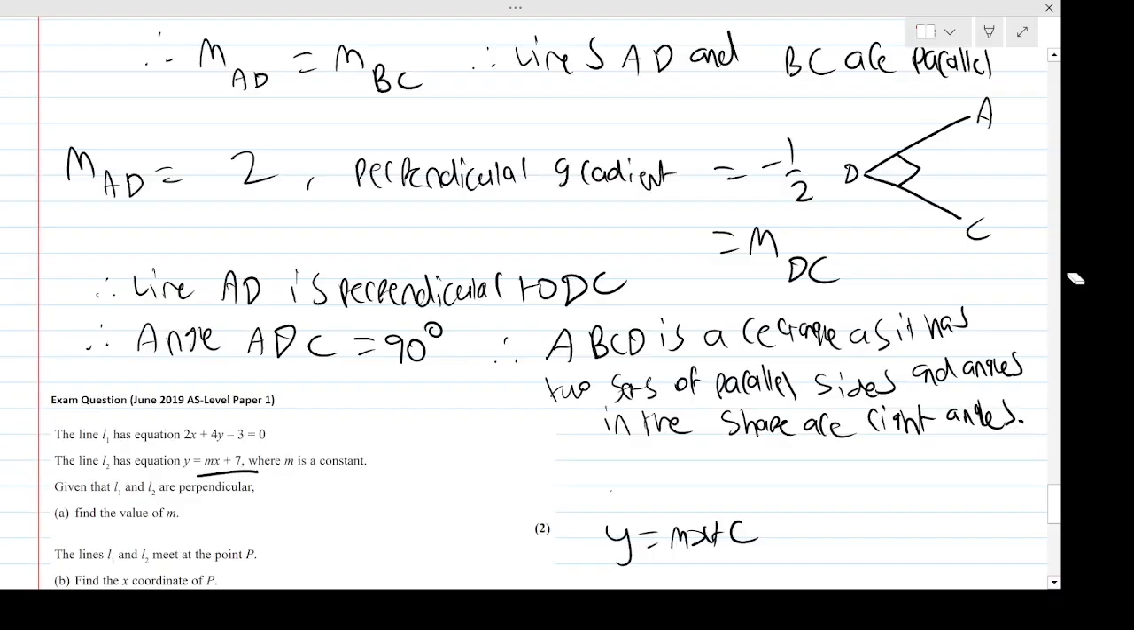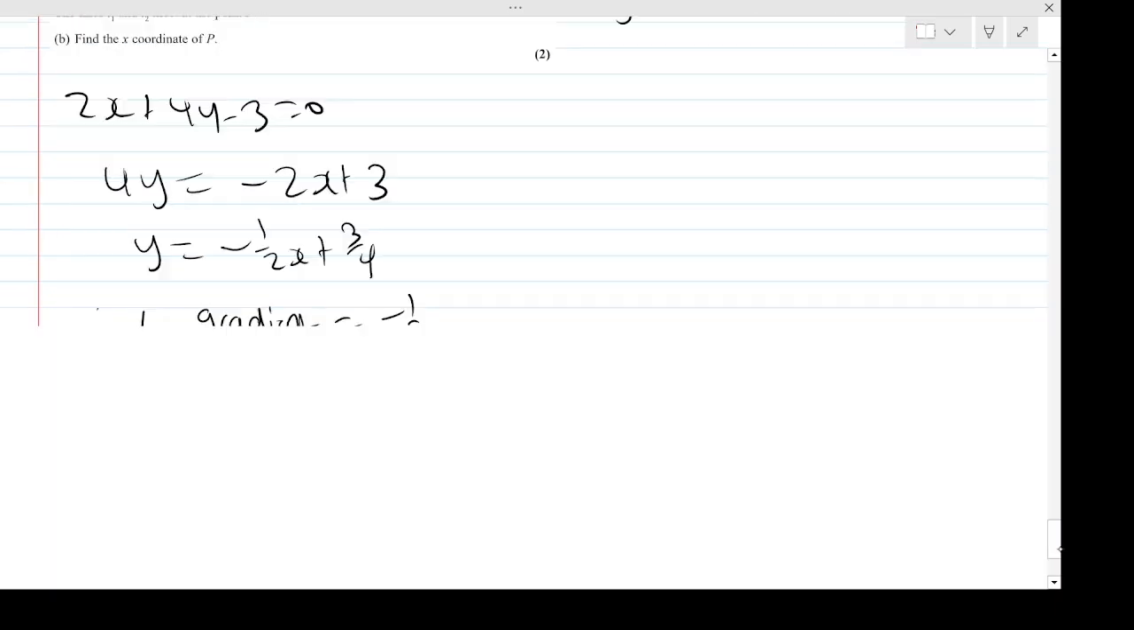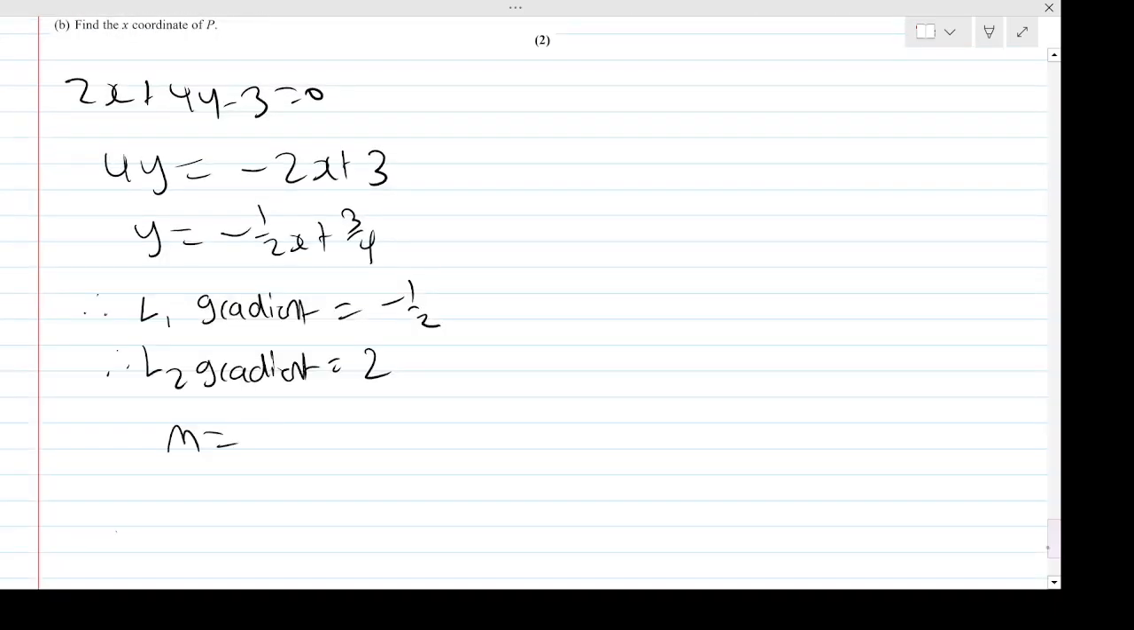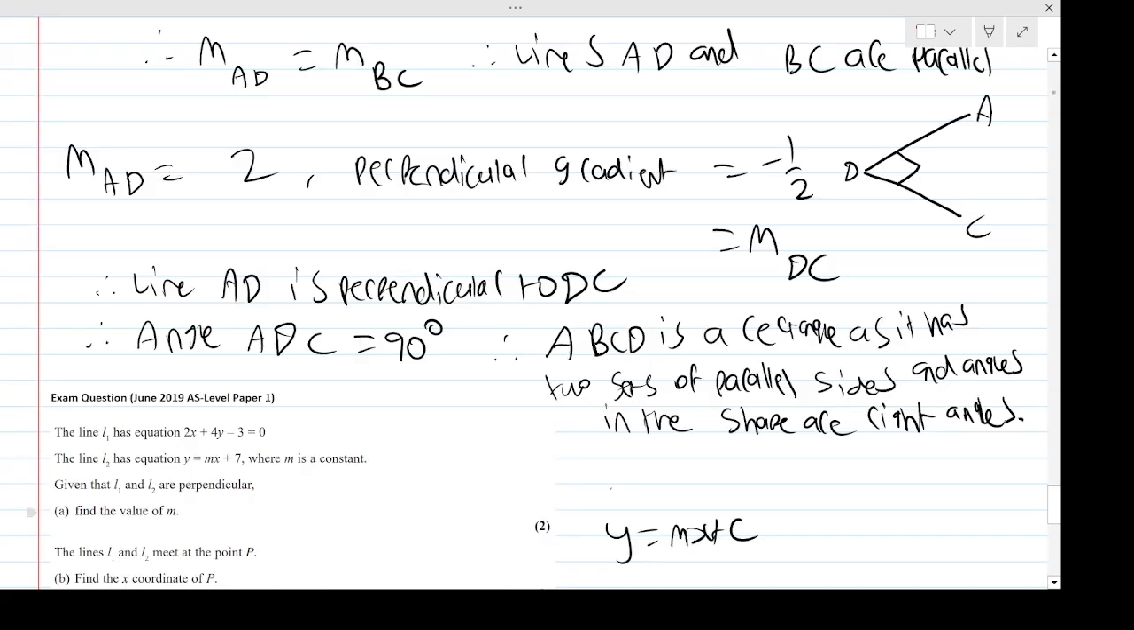Because, again, this equation is in the form y is mx plus c. The c is 7, but m is the gradient. But we worked out what the gradient is. It is just here. So that means m is 2. Cool. Then part B. It says, the lines L1 and L2 meet at the point P. Find the x-coordinate of P.